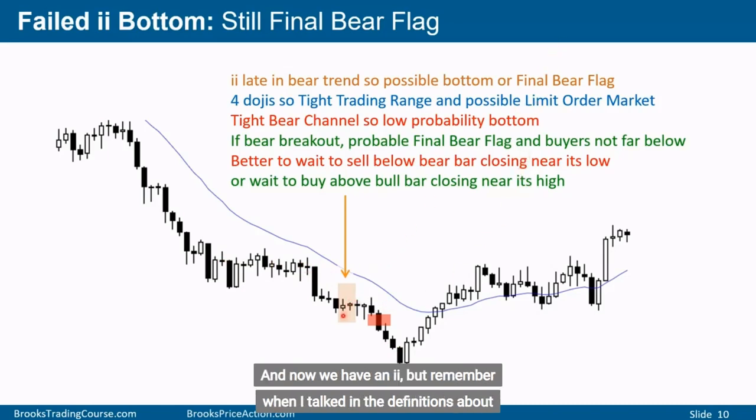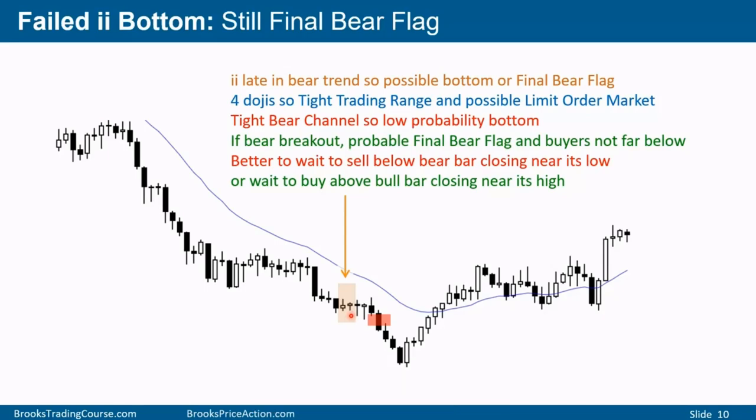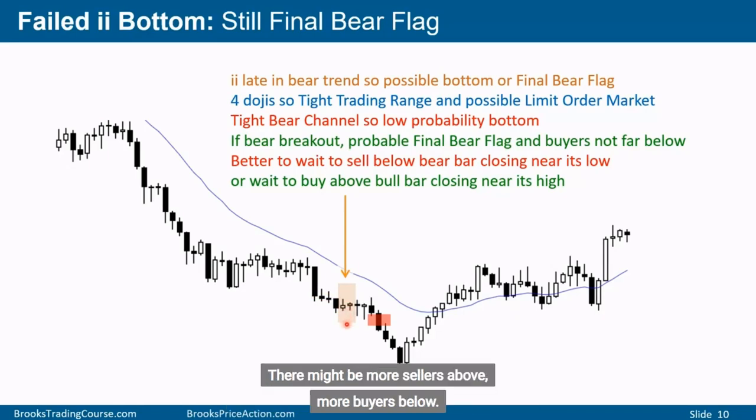And now we have an II. But remember when I talked in the definitions about if you have a tight trading range, in general, II patterns are less reliable. Here we have 4 of 5 bars being small doji bars. That's a limit order market. There might be more sellers above, more buyers below. Not good for a person looking for a trend.